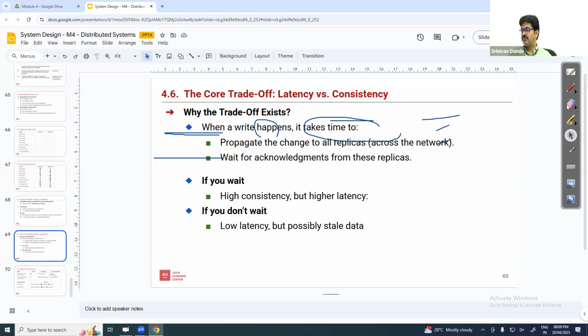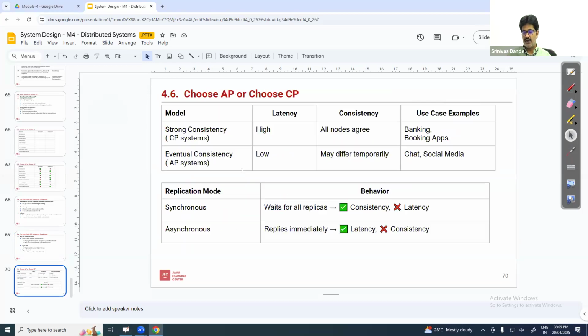Got it, guys? And the second angle in this: CP systems provide strong consistency, but the latency is very high. And AP systems provide high availability and eventual consistency, they provide low latency. And another factor is replication. When you do replication, there are two ways to implement it. This also I have shown you with the diagram clearly. Replication can happen synchronously or asynchronously.